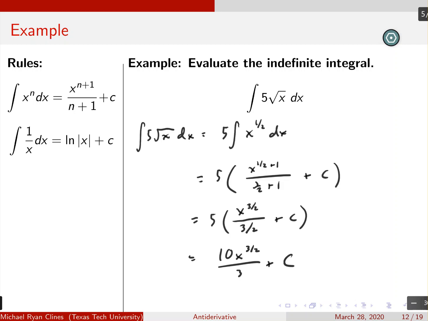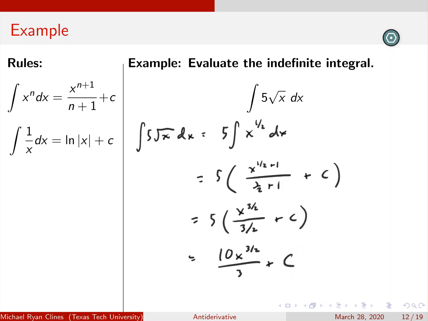Now here, I kind of cheated. Technically, this is the same c as this one, but the reason I can still call it c, even though we multiplied it by this 5 right here, is because it's still some constant. You have a constant, you multiply it by 5, you still have a constant. We don't know what it is, so I don't need to change that. I'm just going to keep calling it c.